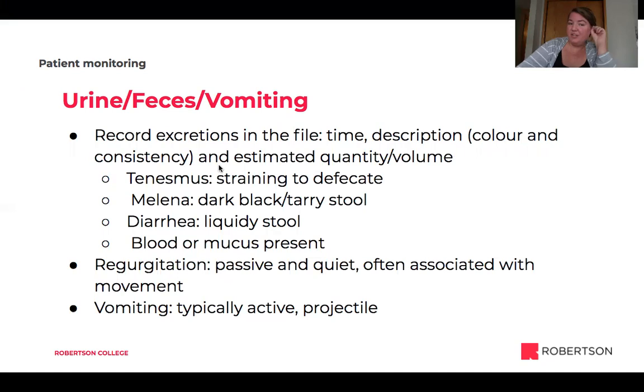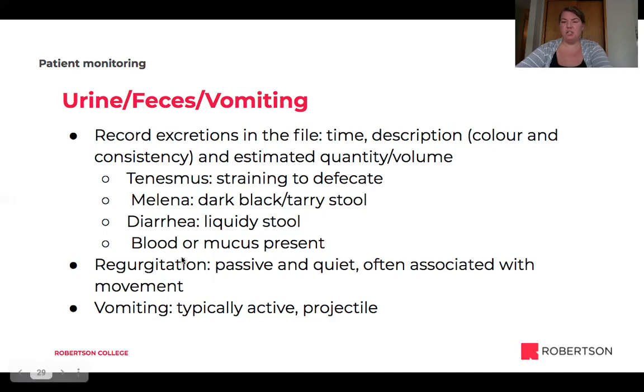And then I have a few definitions here. We might want to record if the animal was really straining to defecate. We can use the term tenesmus. If we see that the animal has dark black tarry stool, the term is melena. If the stool is really liquidy or really soft, that would be diarrhea, especially if there's a lot of frequency involved as well. And we want to record if there's any blood or mucus present in the urine or the feces.